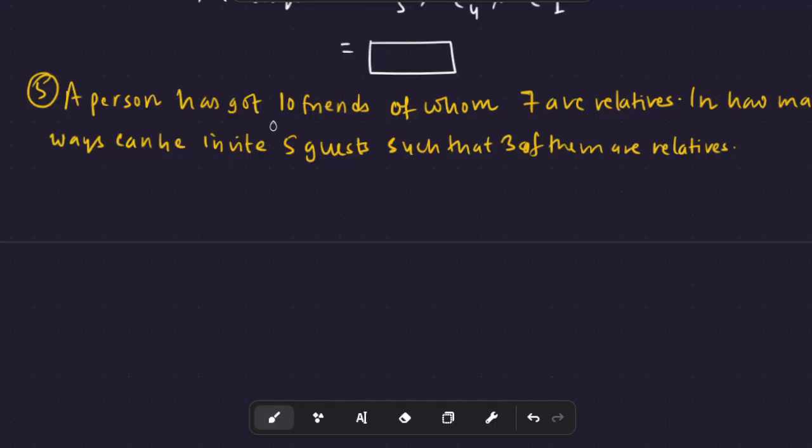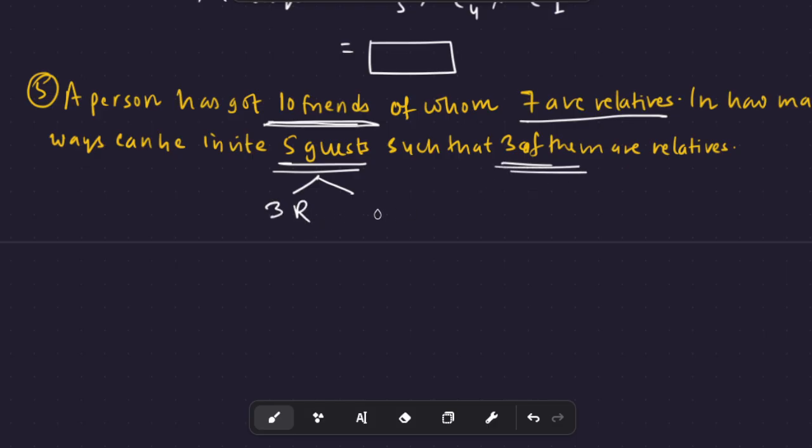In this question, the total number of friends is 10. Among these 10, 7 are relatives. Then how many are non-relatives? 3 are non-relatives, right? Now, he has to invite 5 guests, and these 5 guests consist of 3 relatives. How many should be non-relatives now? 2 should be non-relatives.